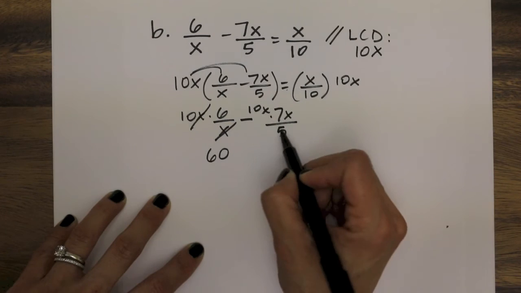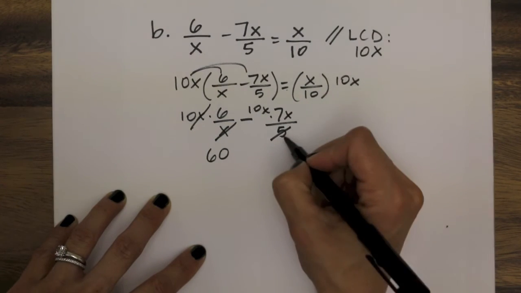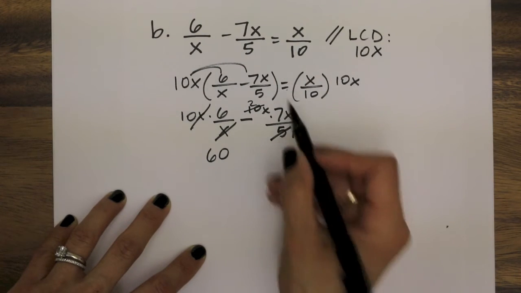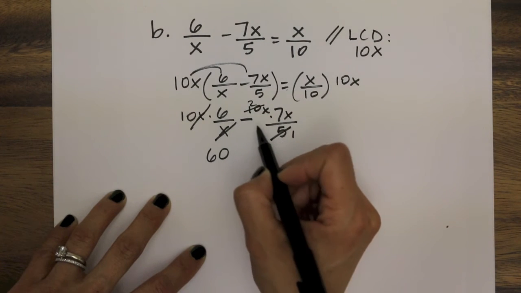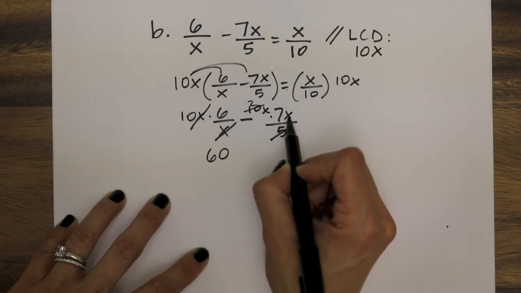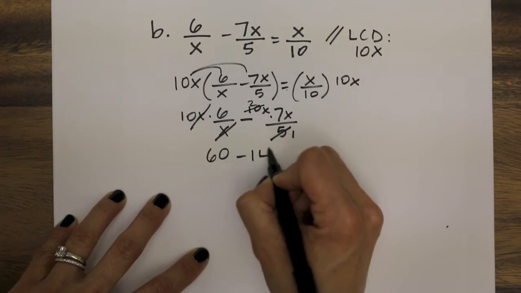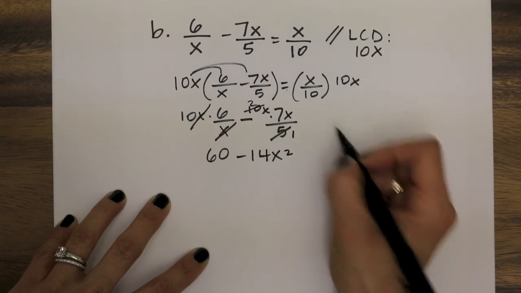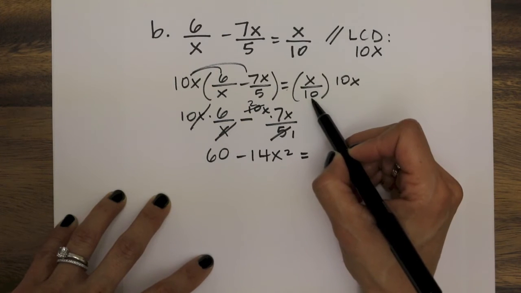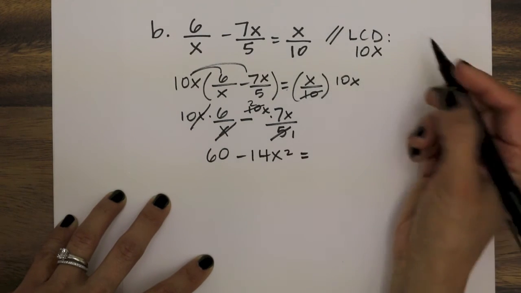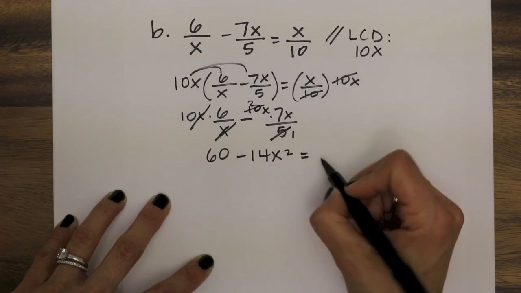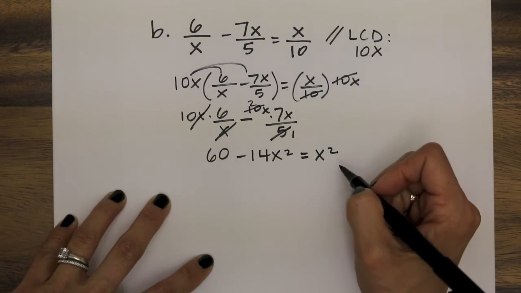Over here, the only thing that reduces is 5 divided by 5 is 1. 10 divided by 5 is 2. So you have to multiply what's left. So if you look at it, it's negative 2x times 7x, or negative 14x squared. On the right side, again, you're looking to see what will cancel to get rid of fractions always. So this whole 10 cancels with that 10, and you multiply what's left. So we have x times x, or x squared.